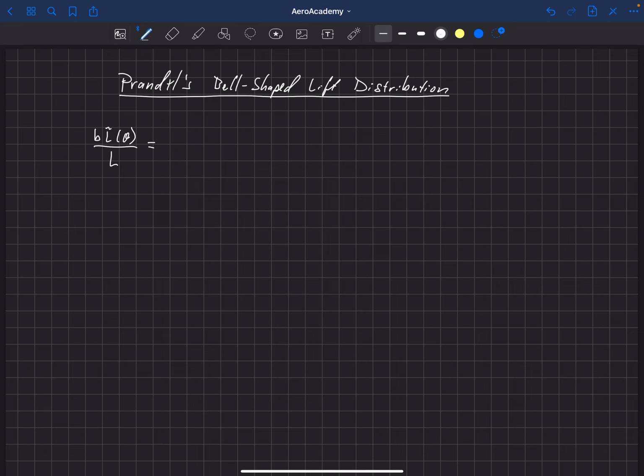Now, L tilde here is the local section lift. B is wingspan. Theta is a location along the wing. And I'll just put over here how theta is related to your span-wise location. We're going to use Z for the span-wise location, and to get that from theta, it's equal to minus B over 2 times the cosine of theta. So this is just cosine clustering, basically, but it's a way to get into the Fourier sine series that are often used in lifting line theory.